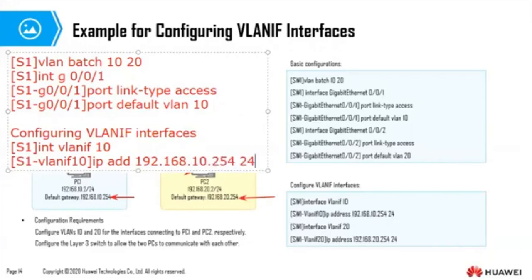192.168.10.254/24, just like that. Once you're done, from the same view, you can create VLANif 20. Then again, you assign it an IP address. So that's how you configure VLANif interfaces.